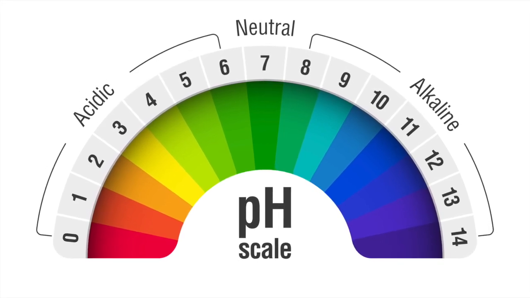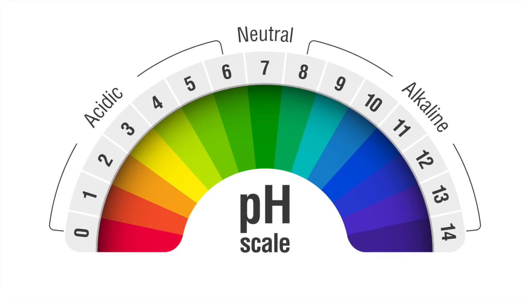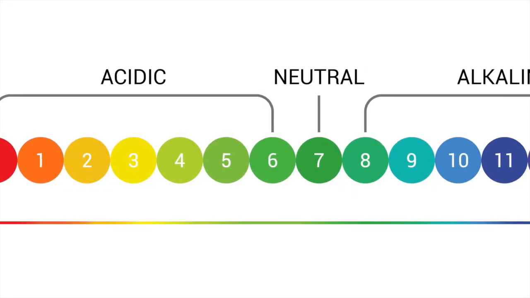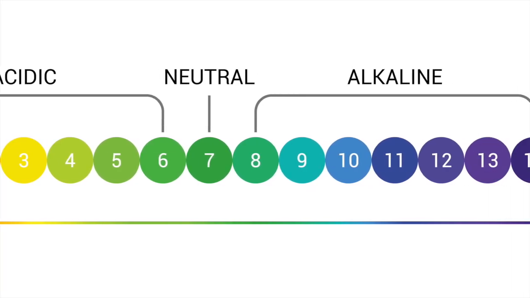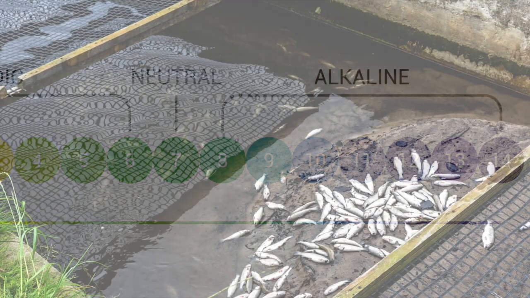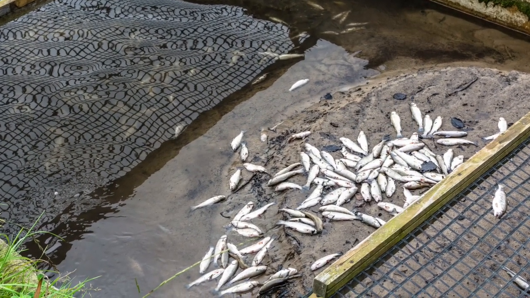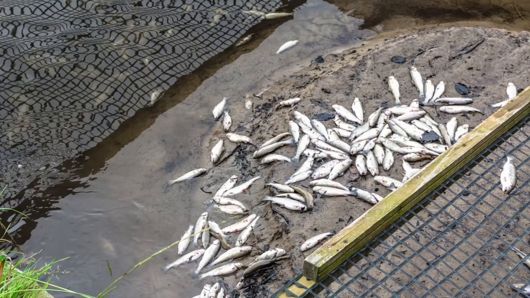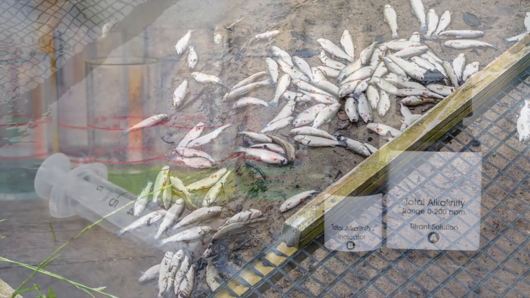A pH below 7 is acidic. A pH above 7 is alkaline. The pH of the water should be between 6 and 9. This is where fish will thrive and survive. Fish growth is reduced if pH readings fall outside of this range. Mortality can occur at pH values below 4.5 and above 10.